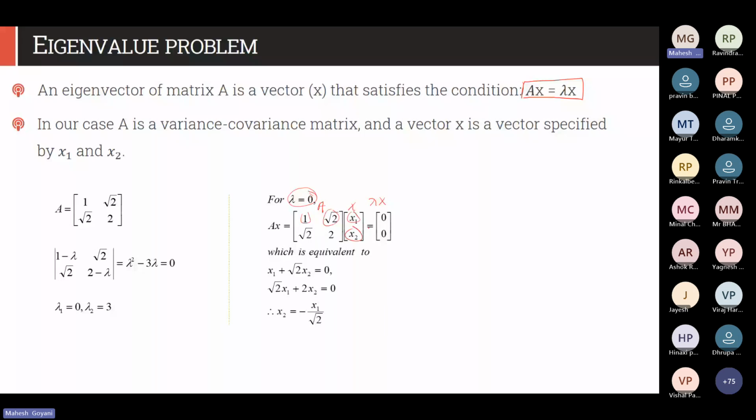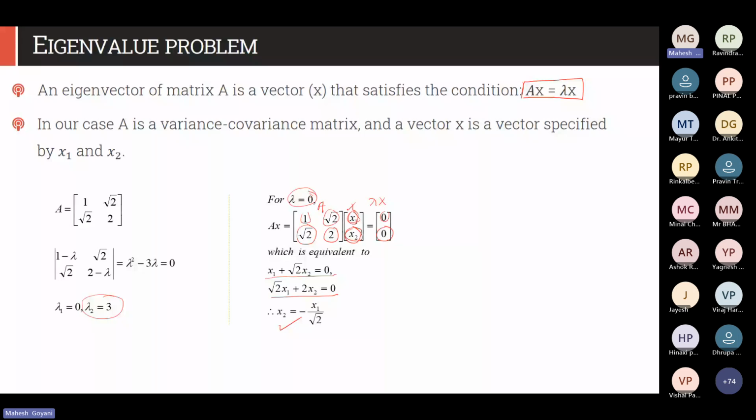So that will be one equation. The other would be root 2 into x1 plus 2 into x2 is equal to 0. That would be the second equation. And when we simplify, we will get x2 is equal to minus x1 by root 2. Now we will consider another eigenvalue. Lambda is known as an eigenvalue and x is known as an eigenvector.